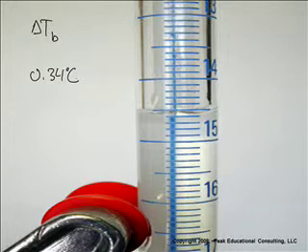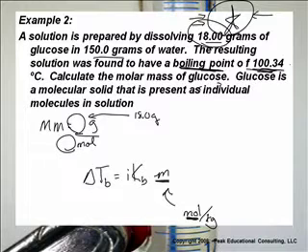All right, so delta TB is 0.34 degrees Celsius. Now, everybody understand where I got that? It's 100.34, so the boiling point's a little higher, right? 100.34. And I know that I have an I. Now, it is glucose.